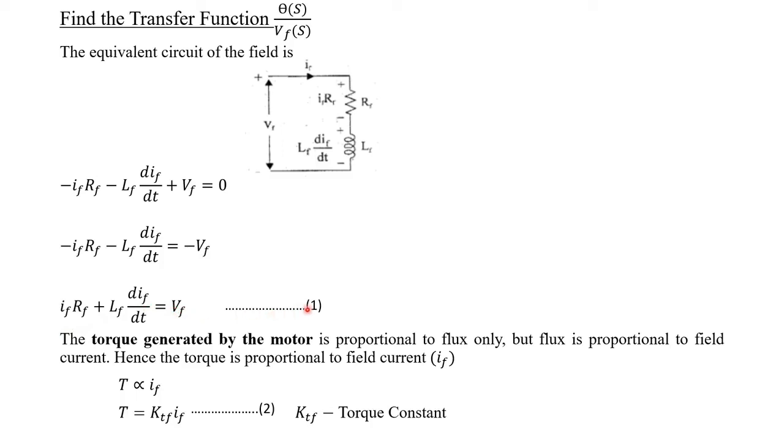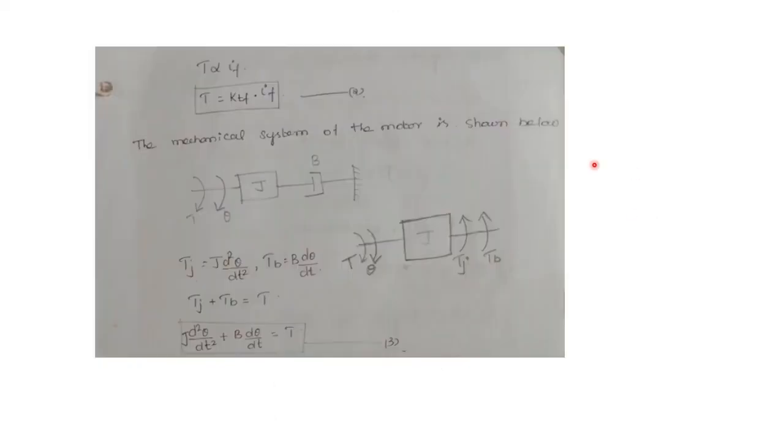That is the first equation, the differential equation for the electrical part. Now the torque generated by the motor will be directly proportional to the current in the field winding, isn't it? I told you this already while explaining the operation of the field control DC motor. So this T will be directly proportional to IF, and T can be equated to KTF into IF. This KTF is nothing but the torque constant for the field control DC motor. So this is another equation. Now we are going to draw the mechanical model. Listen here, we have seen this already in the previous slide.